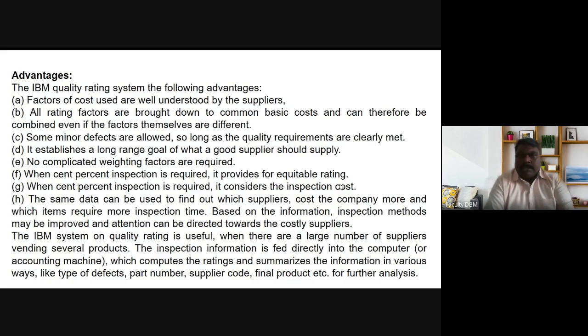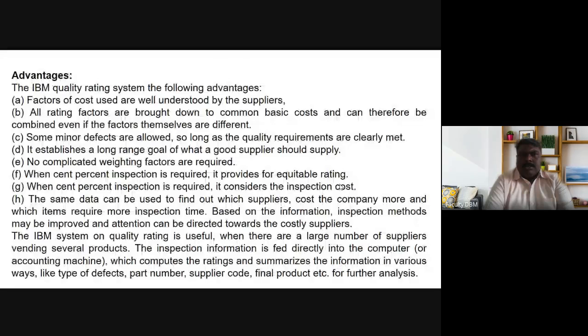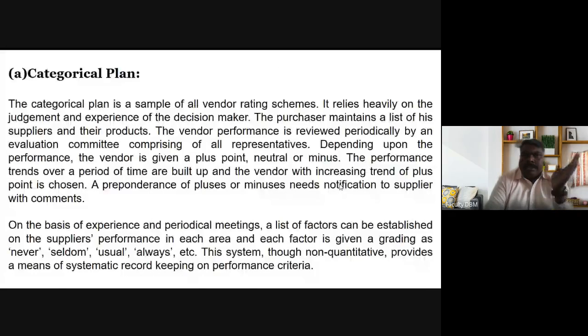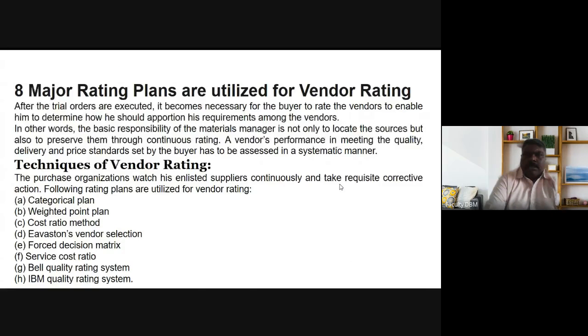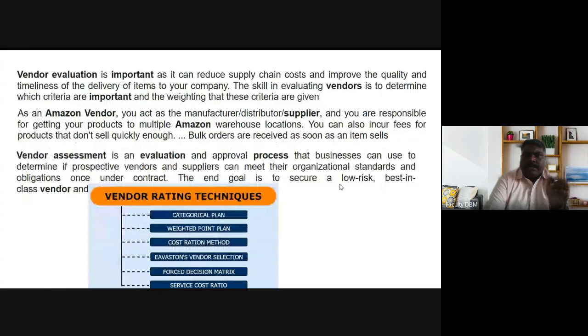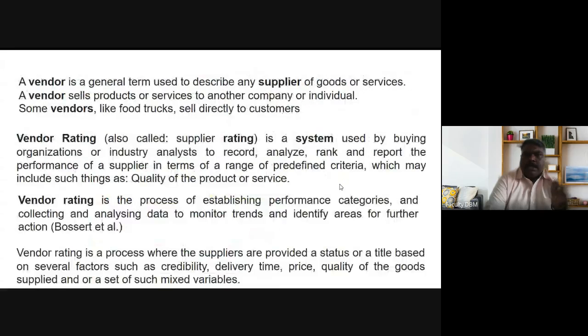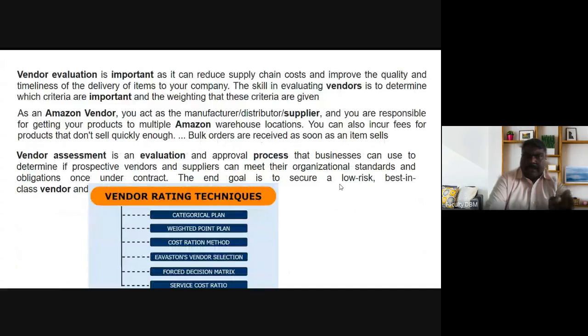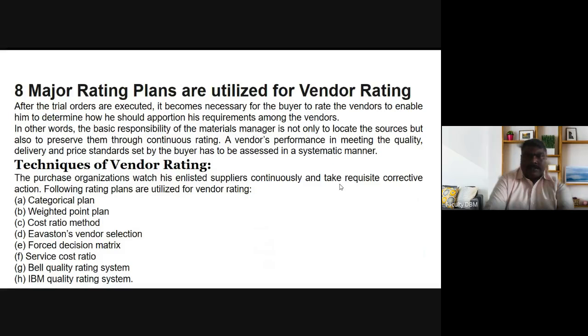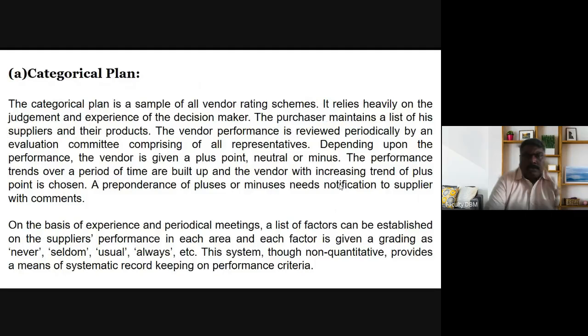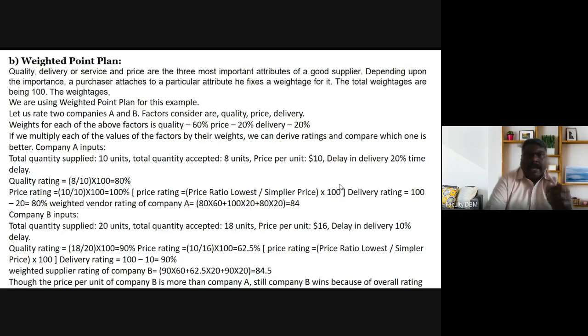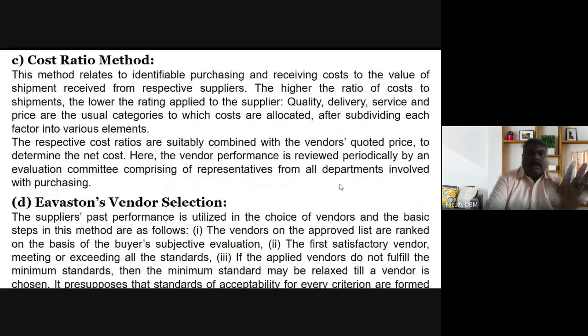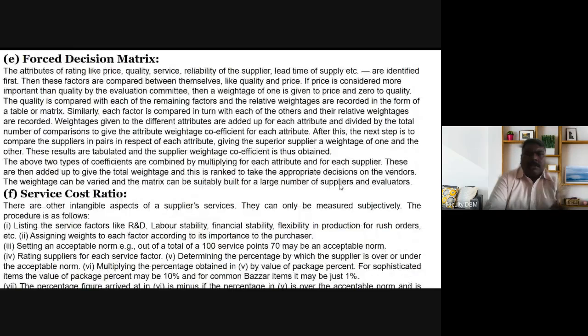And I have added some more material to this vendor rating. Normally, these are the methods. You have to remember these 8 major rating method names, and you need to know what is meant by vendor assessment and what is meant by vendor rating. You need to know the vendor rating definition, assessment and evaluation, what they do in this, what the techniques of vendor rating are, and mostly you need to understand the categorical plan and weighted point plan, because in India normally all the companies will be using them.